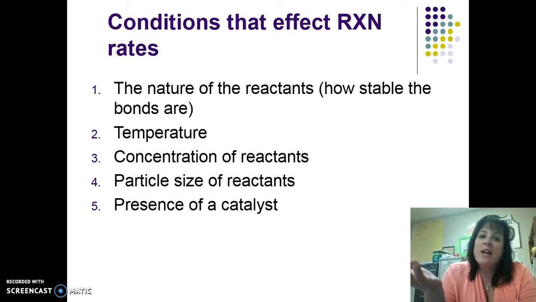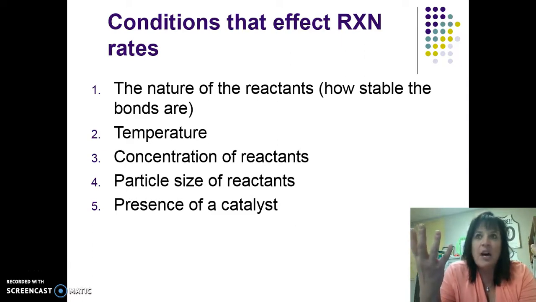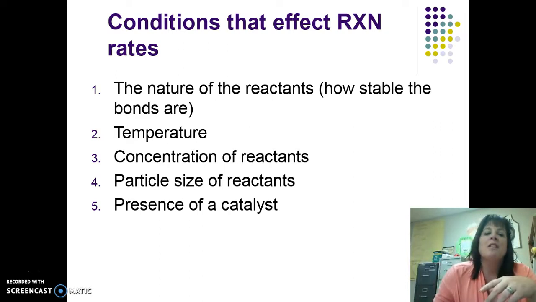Other things that affect reaction rates are temperature, the concentration of the reactants, the particle size of the reactants, and the presence of a catalyst. So we're going to talk about the things that we can change, right? The nature of the reactants is what it is. That's just a function of the bonds, and I can't affect that. But I can affect temperature, concentration, particle size, and presence of a catalyst. So let's talk about those things.